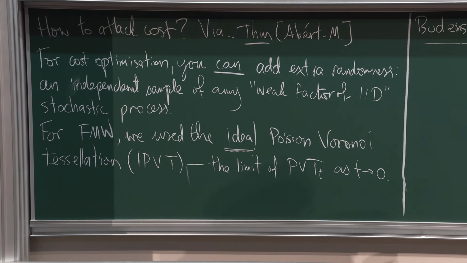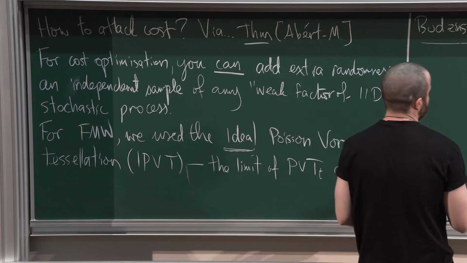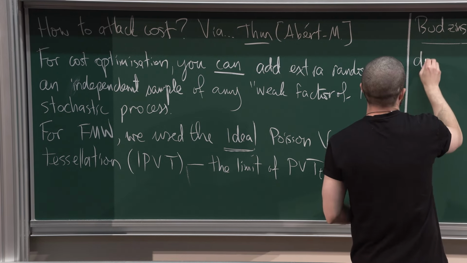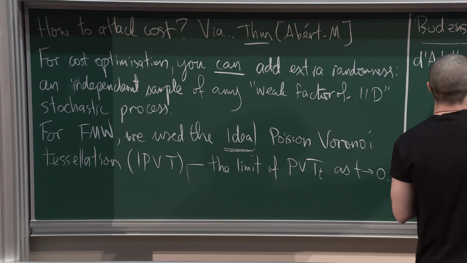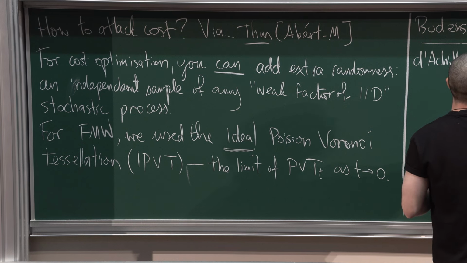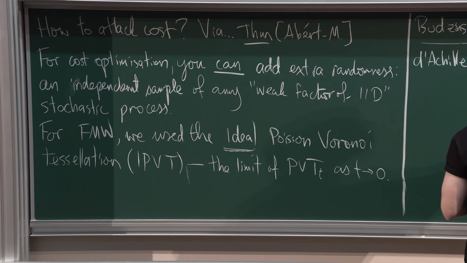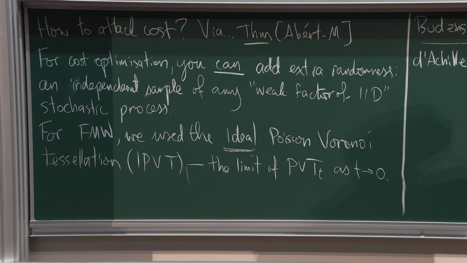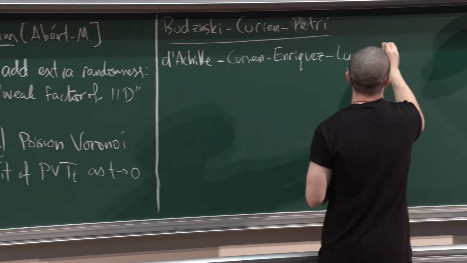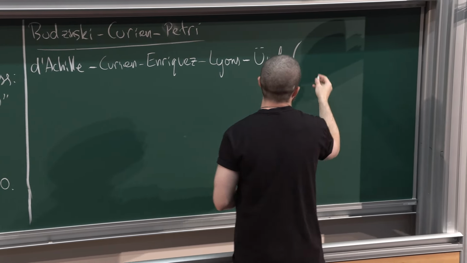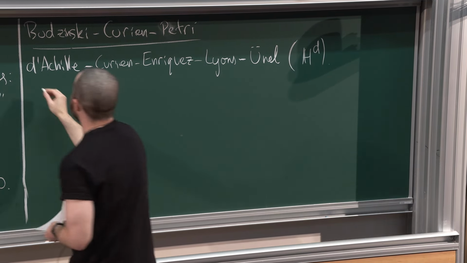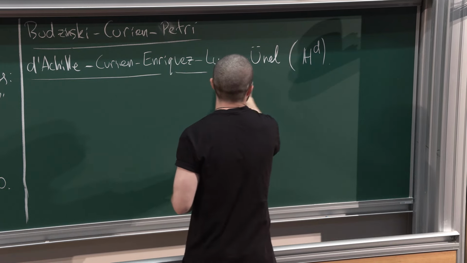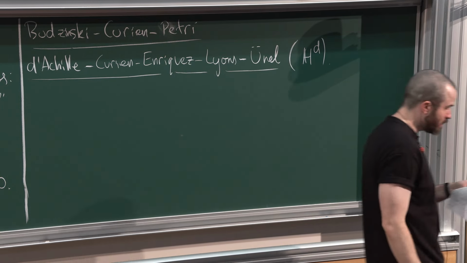I also want to mention another paper where they study it for hyperbolic space. This is Budzinski, Curien, Enriquez, Lyons, and Ünel. Here they study it in H^d, but very much from a stochastic geometric perspective. Okay, but this is also a fantastic paper.